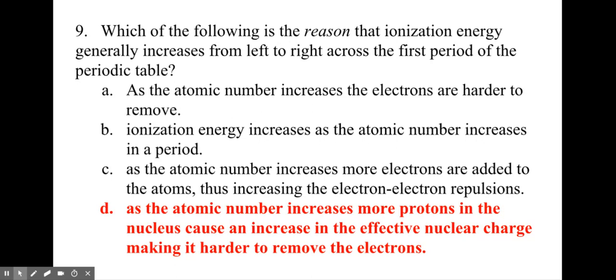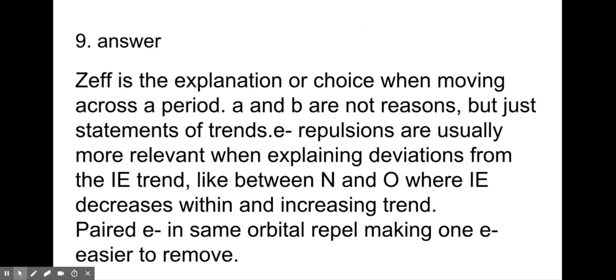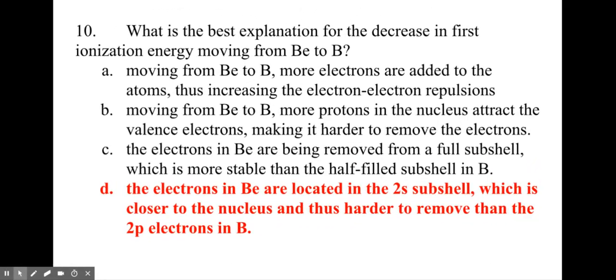So D, as the atomic number increases, more protons in the nucleus cause an increase in the effective nuclear charge. And there's that Zeff, making it harder to remove the electrons. So here I've just explained it again. If you ever want to take a look at this without seeing the video, you can read the explanation without all of this chatter.